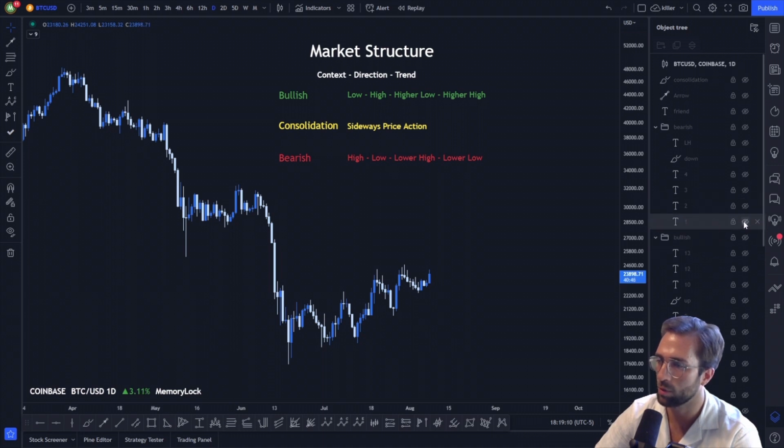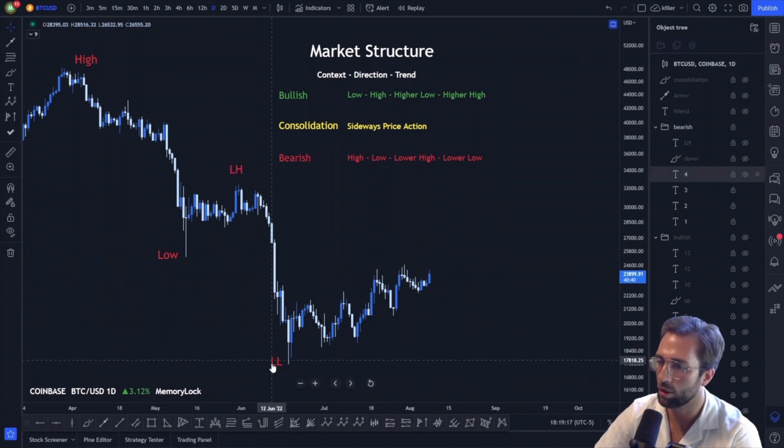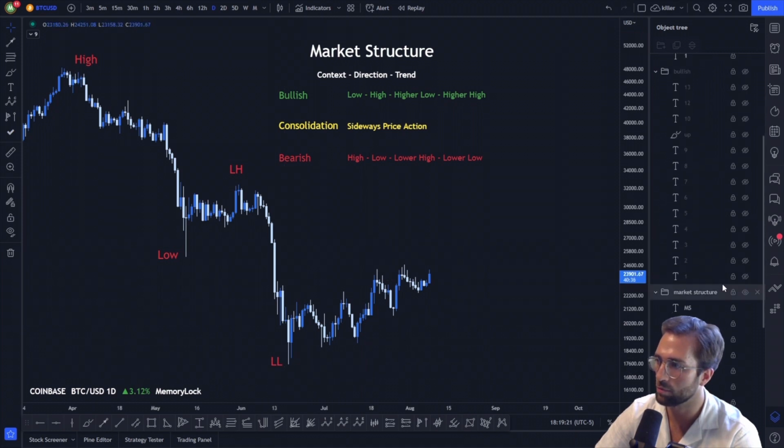In the case of bearish, we have our high, our low, our lower high, and our lower low, thus confirming bearish market structure. In the case of bullish, we have our low, our high, our higher low, and our higher high, thus confirming bullish market structure. And then, of course, continuation.